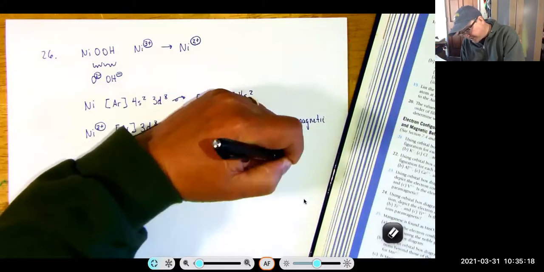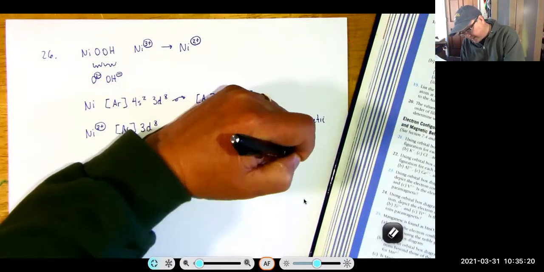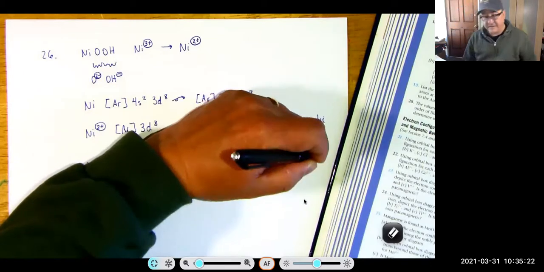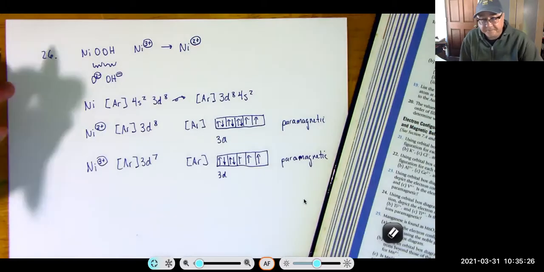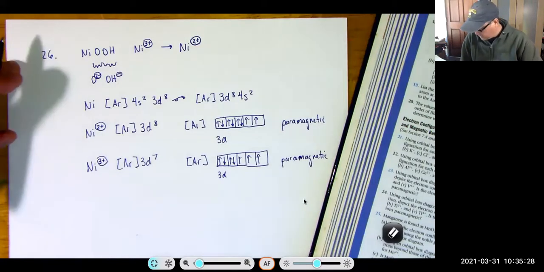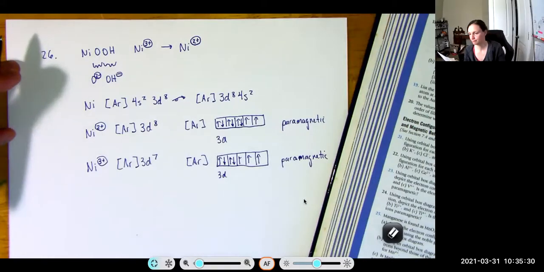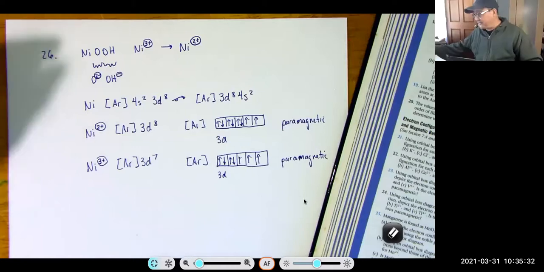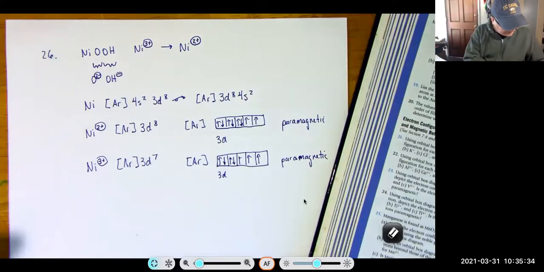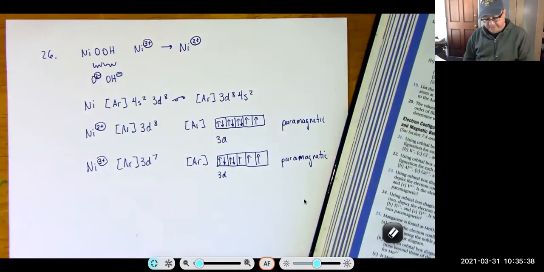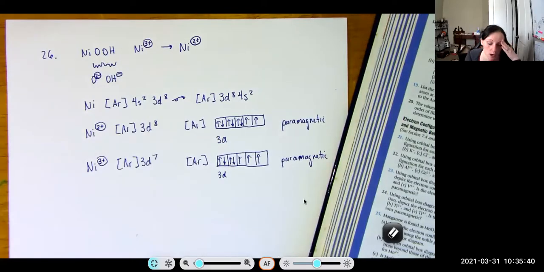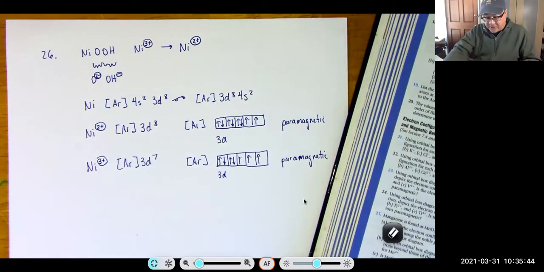What is the reason each of these are paramagnetic? They have unpaired electrons. There you go. Okay, that's 26. Not bad, not shabby. So the rest of my questions were about periodic properties or trends. That's fine. Ask away.